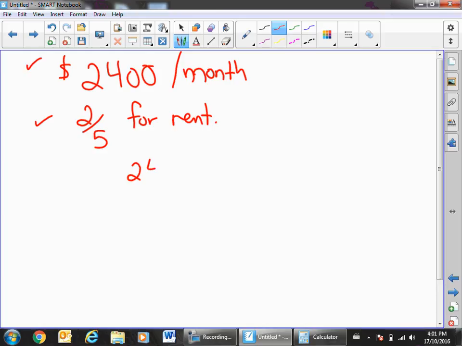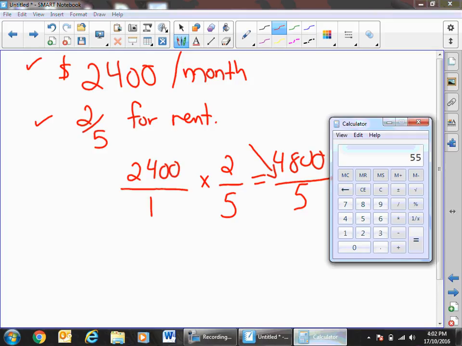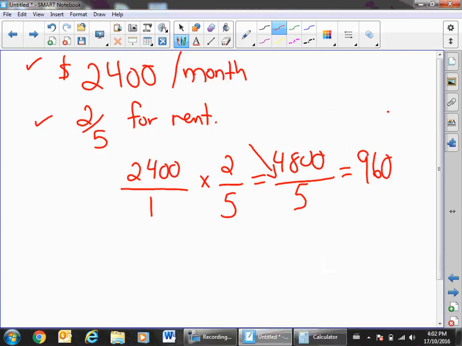Okay, so let's see here. If we have 2,400, it's the same as saying 2,400 over 1 times 2/5. Okay, so 2,400 times 2 will be 4,800, and that will be over 5. So now we just have to remember this line here, that means divide, so it really means 4,800 divided by 5. And I'm just going to be lazy and pull up my calculator here and say 4,800 divided by 5. And that gives me a total of 960. That's how much rent she has to pay each month, 960 bucks.